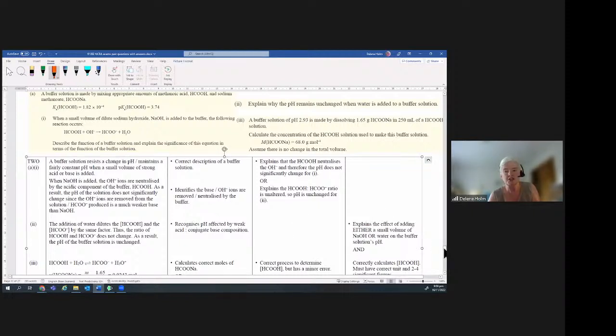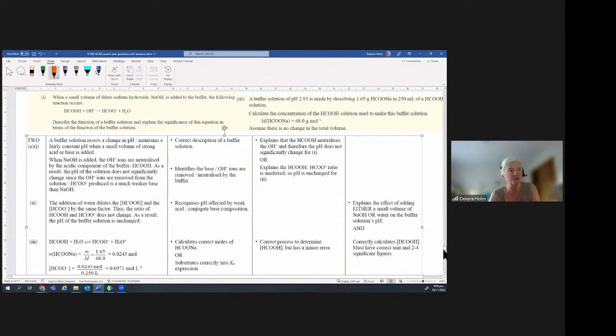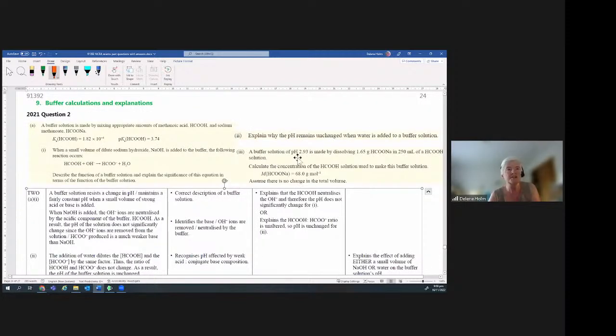I've seen your question there about what you can derive. You'll see that when we get to the calculations. So let's look at here. What was the question? A buffer of a certain pH is made by dissolving this amount in that volume. Calculate the concentration of the acid we have to add.